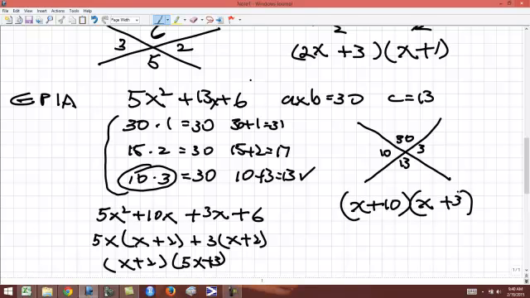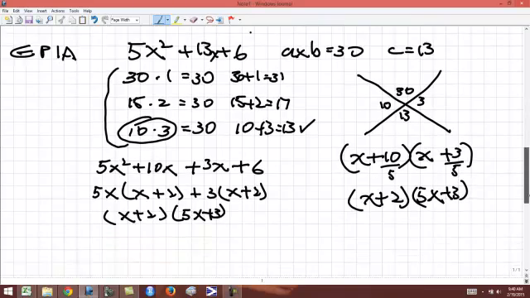And the leading coefficient of the trinomial is 5. That's the coefficient of the term with the highest degree. So divide 10 by 5 and 3 by 5. This doesn't go evenly. It does go evenly here. So you're going to have x plus 2. Doesn't go evenly here, so multiply the x by the 5. 5x plus 3. And you're finished.